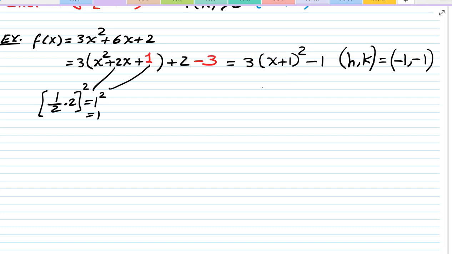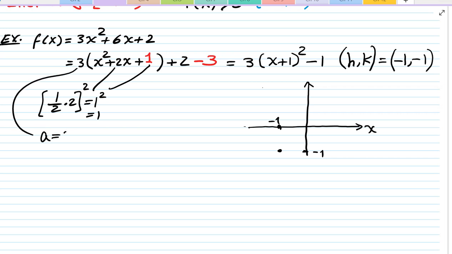Good enough. Now once we have the vertex, we can actually kind of graph this parabola. I say kind of because I need to know the xy intercepts too, if they're above or below the x-axis. Okay, negative 1, negative 1. Let's say that's what that is. The vertex is at that point. Negative 1, negative 1. Now, the parabola is going to open upward, right? Because a is 3, which is positive. So the parabola is going to open upwards.